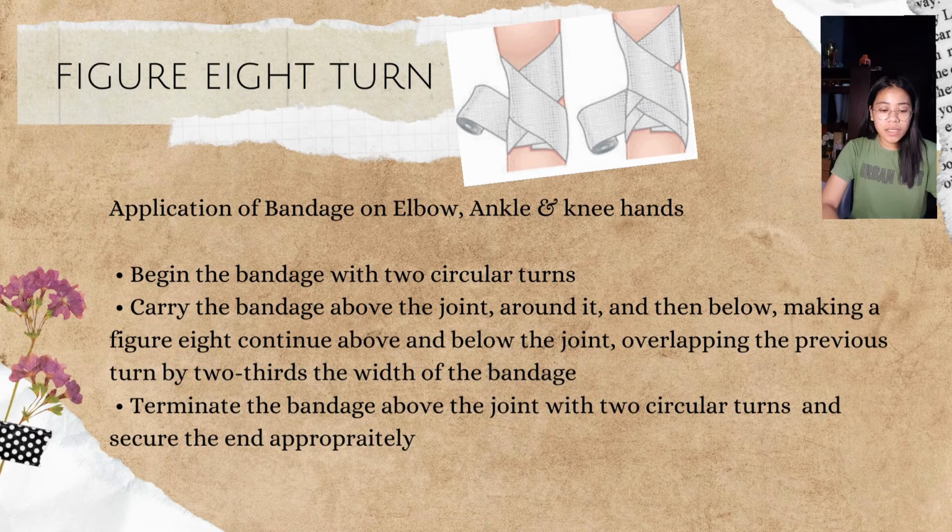To apply it, begin the bandage with two circular turns. Carry the bandage above the joint, around it, and then below, making the figure 8 turn above and below the joint and overlapping the previous turns by 2/3 the width of the bandage. Then terminate the bandage over the joint with two circular turns and secure the end appropriately.